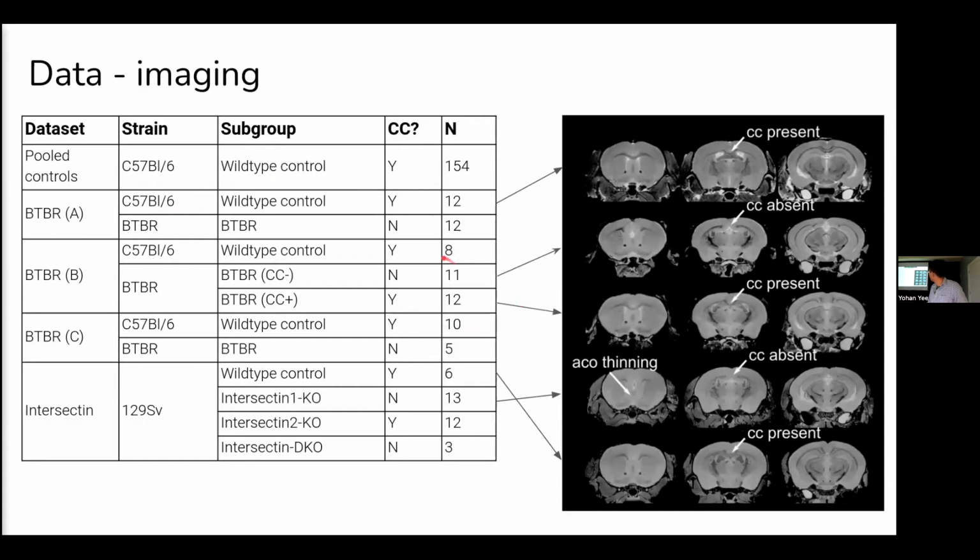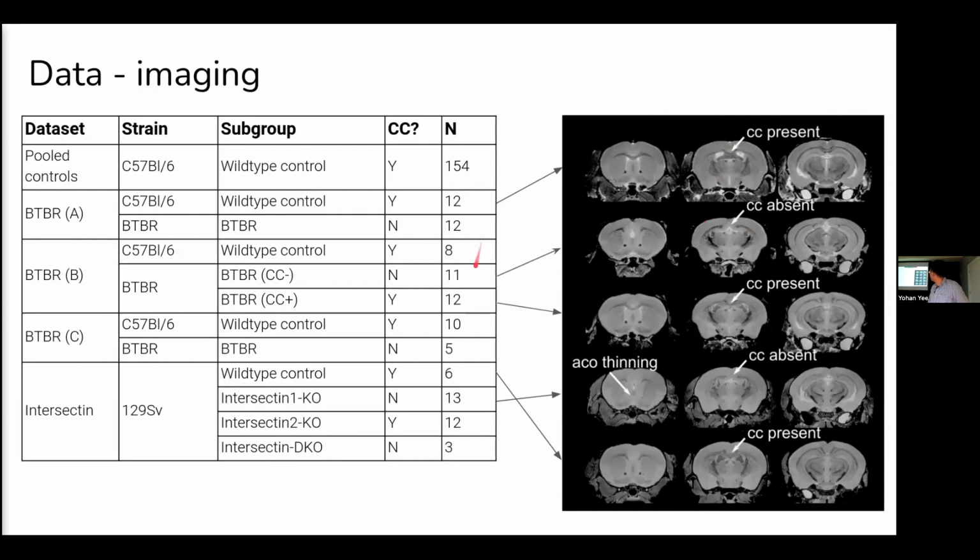What you see here are 3 different BTBR models that we obtained from collaborators. On the right, the top row shows you the controls associated with that experiment, and what you see is a normal crossing corpus callosum. But in the mutant mice, the BTBR mice, the corpus callosum is notably absent. So there's no connectivity between the 2 hemispheres that would pass through the corpus callosum, if it was present.